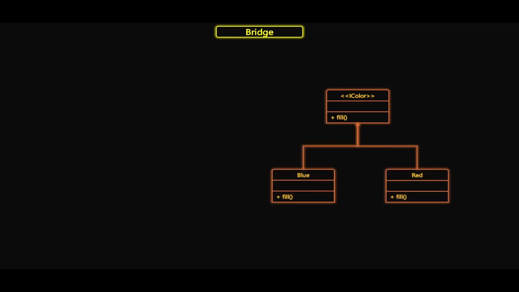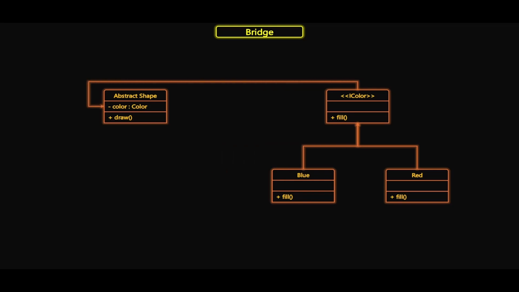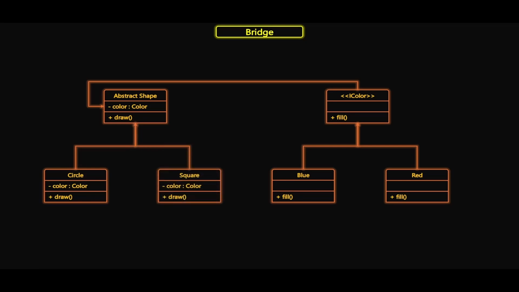What we can do is we can define an interface iColor having a function fill in it. Then we can define the concrete classes like blue and red implementing the color interface. For shape classes, we will define an abstract class, abstract shape, providing draw as the function and having an instance of color class as a member variable. Then each type of shape can extend the abstract class and define the concrete shape classes like circle and square.